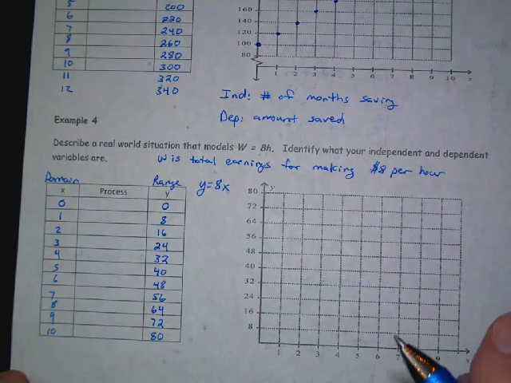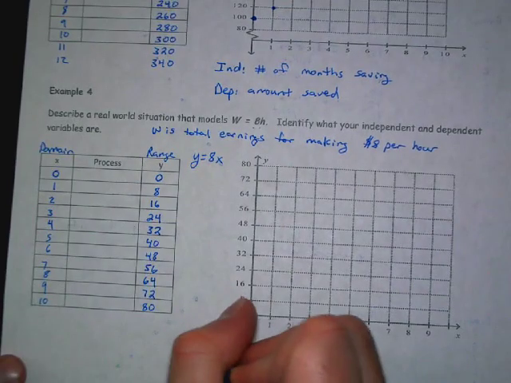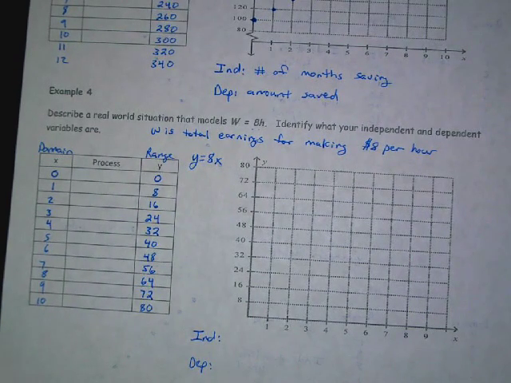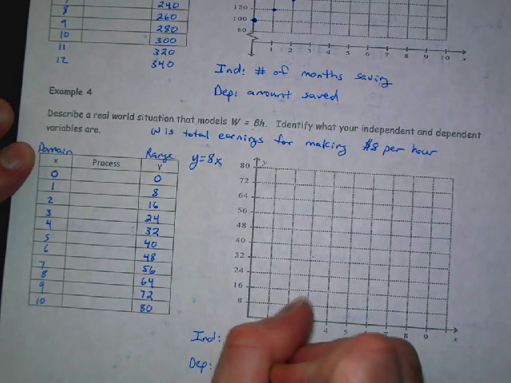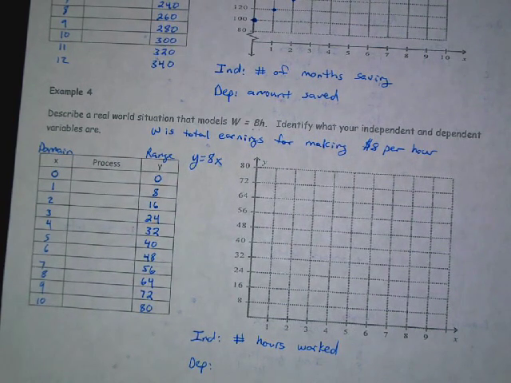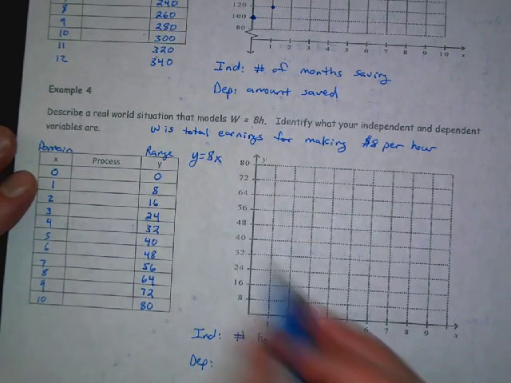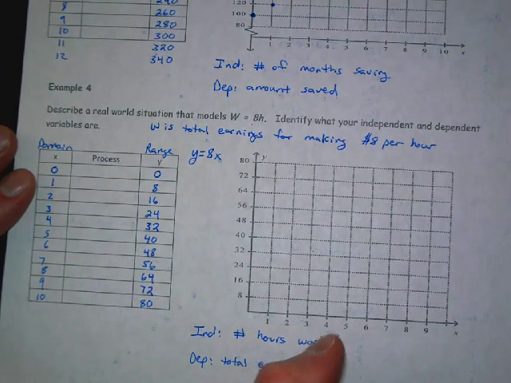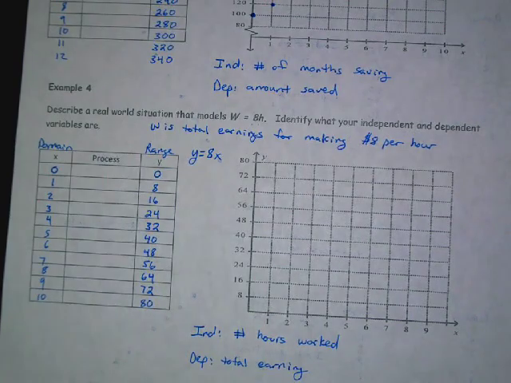Okay, so your domain would be your x's, so I'd label that. Range would be your y's, and then we would need to come up with our independent, dependent variable. Okay, so in our scenario of you're making $8 per hour to get a total, what would be your independent variable? What is H representing here? The hours. So the number of hours you work. That would be independent. You or your boss gets to decide that, the number of hours you work. So your dependent would be your total earnings.